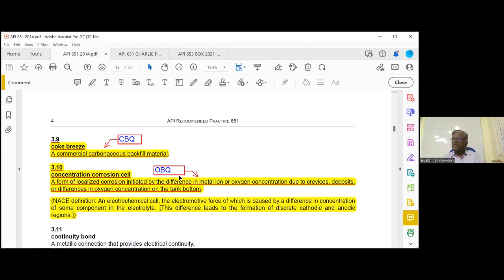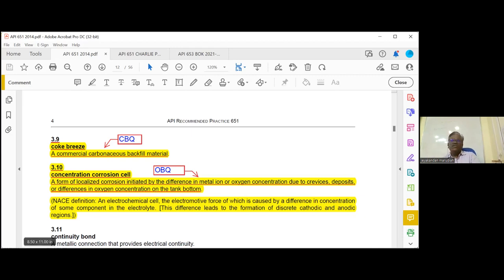Then concentration cell corrosion, again an open book question. A form of localized corrosion initiated by difference between metal ion and oxygen concentration due to crevice, crevice meaning gaps. That is called concentration cell. Deposits and difference in oxygen concentration in the tank bottom. When there is a difference in oxygen concentration, the area which has low oxygen will corrode more than the area with the high oxygen, because there will be more inflow of oxygen, so it will corrode more.